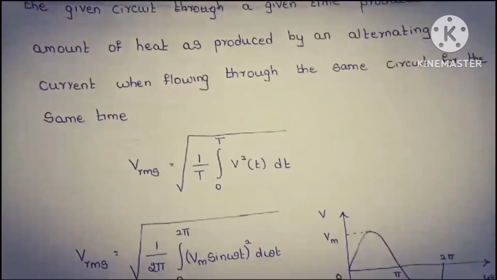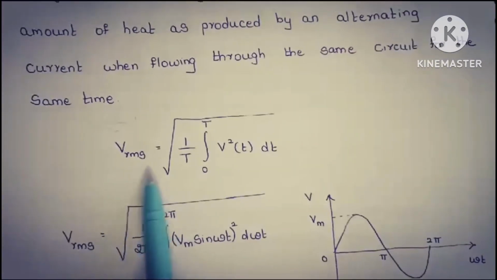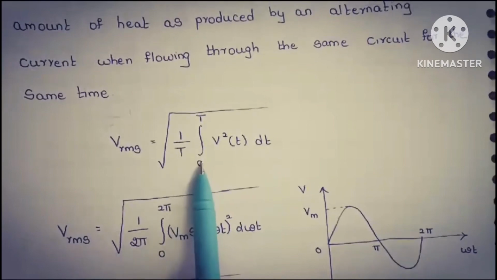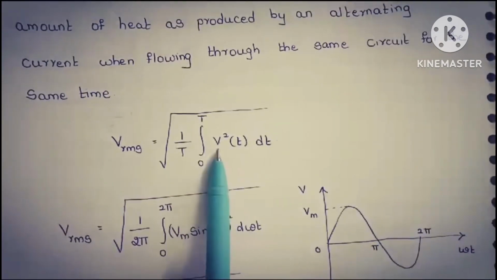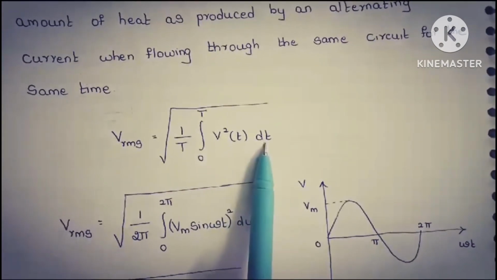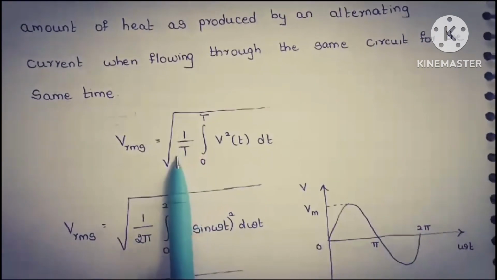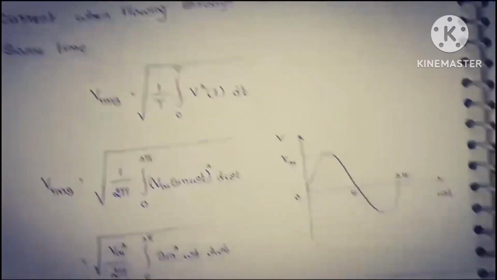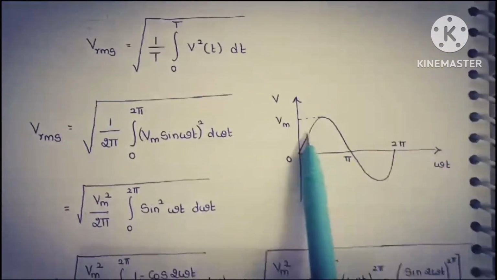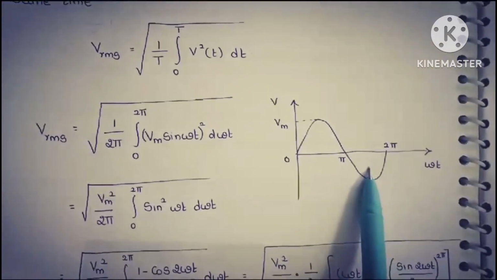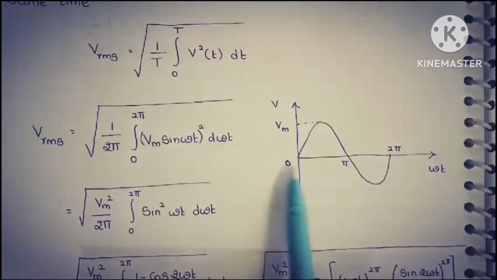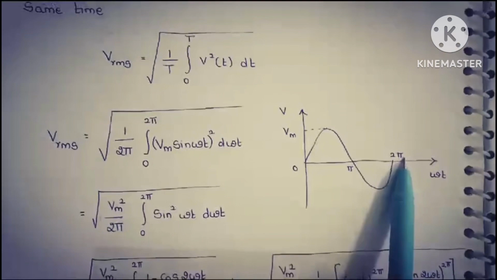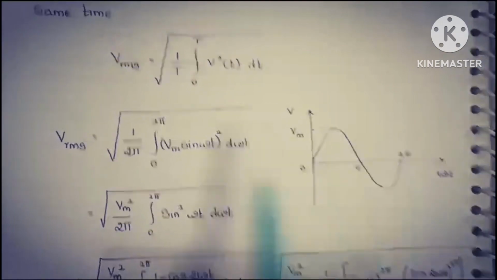And the equation for RMS value is given as Vrms is equal to under root of 1 by T integral 0 to T V square of t dt. Here T represents the time period for a complete cycle. A cycle represents one positive half cycle and one negative half cycle. Therefore the time taken for the complete cycle is nothing but 2 pi. Therefore here T is equal to 2 pi.